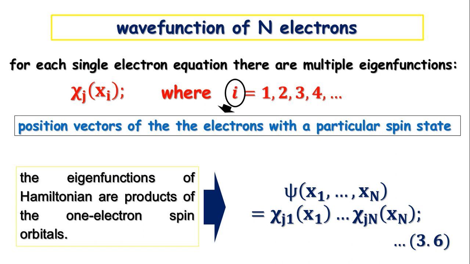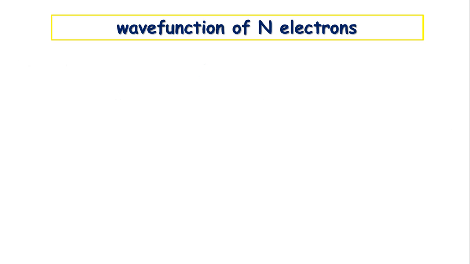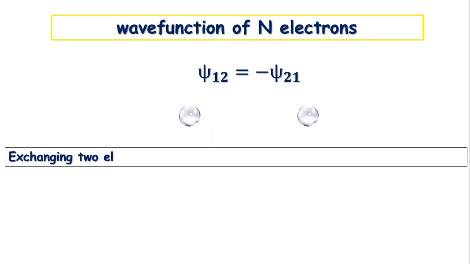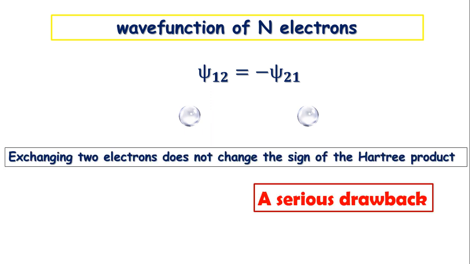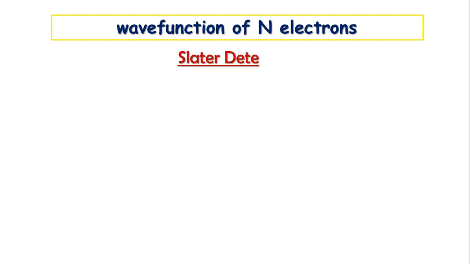Unfortunately, the Hartree product does not satisfy all the important criteria for wave functions. Because electrons are fermions, the wave function must change sign if two electrons change places with each other. This is known as the antisymmetry principle. Exchanging two electrons does not change the sign of the Hartree product, which is a serious drawback. To save ourselves from this situation, we will take help of the Slater determinant.